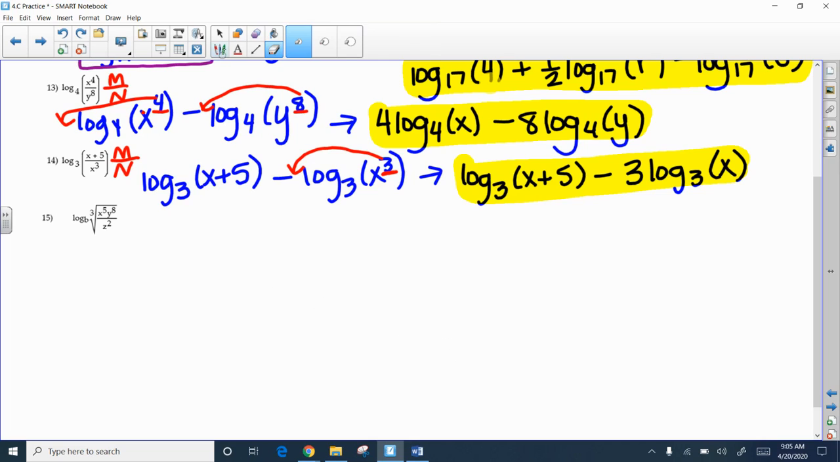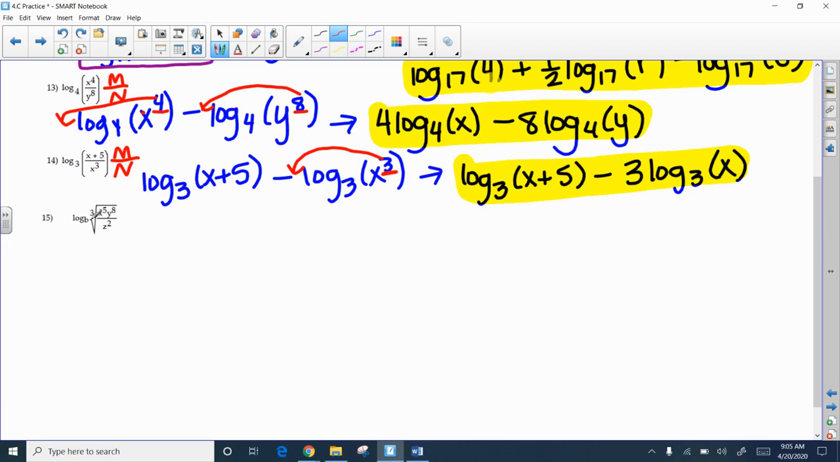All right, the last one here is a little bit more complex because you notice we have a cube root, so we're going to have to deal with that first. And then we have an x to the 5th, y to the 8th, and z squared. So we have 3 terms. So when we're done, we should have 3 separate logarithms.